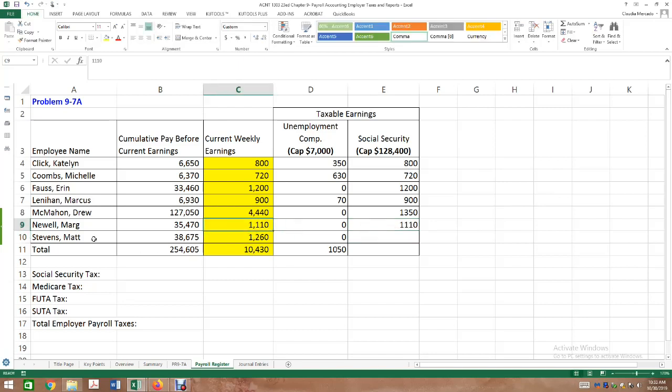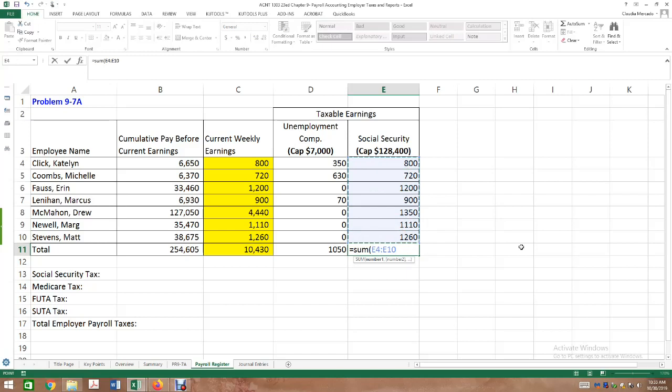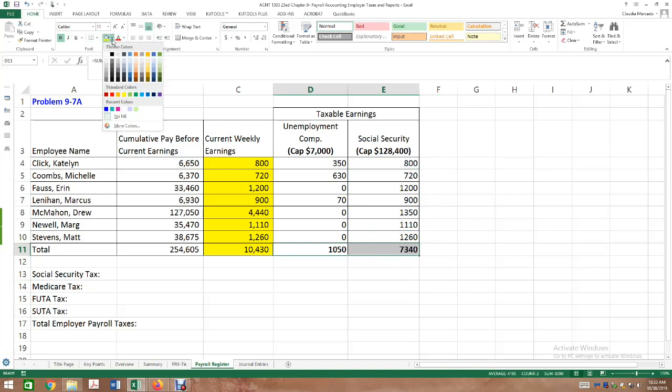The same thing for Matt Stevens. Matt has earned $38,000. The cap is $128,400. They still have a long ways to go. So everything that they earn this week is taxable. After that, we add our Social Security taxable earnings. Now these two amounts are very important because we're going to use them for our calculations.